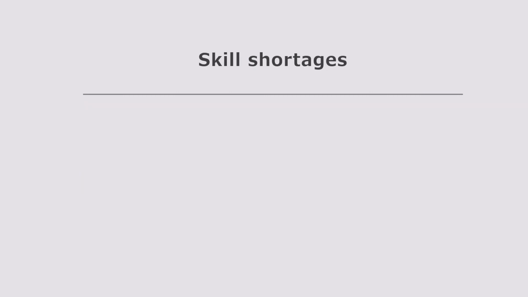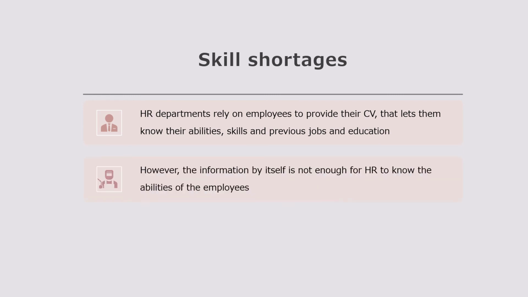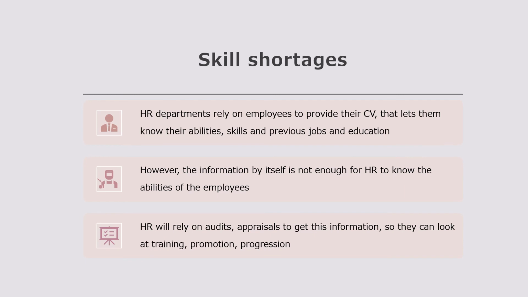Skill shortages. HR departments rely on employees to provide their CV. That lets them know their abilities, their skills, their previous jobs, and what education they have. However, that information itself is not enough for HR to know the abilities of the candidate. HR will rely on audits and appraisals to get this information so that they can look at training, promotion, and the progression of the employees.